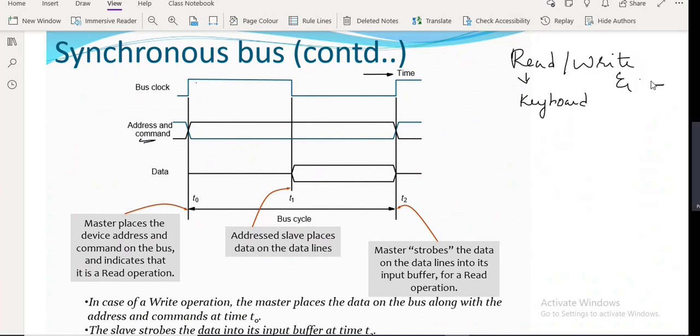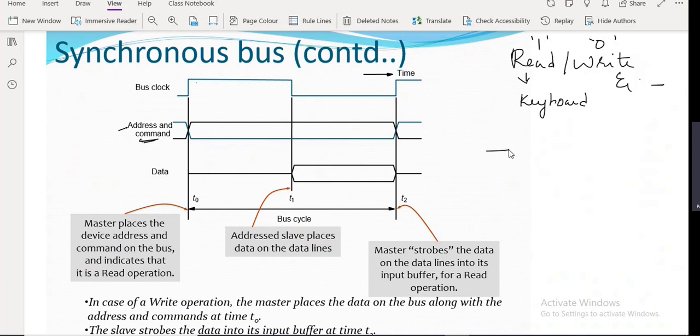Are you able to understand? First understand the key terms. Address indicates the address of the device to which the processor is going to request the data. Command indicates whether it is a read operation. If it is read, the signal level is always 1, and if it is write, it is going to be 0.